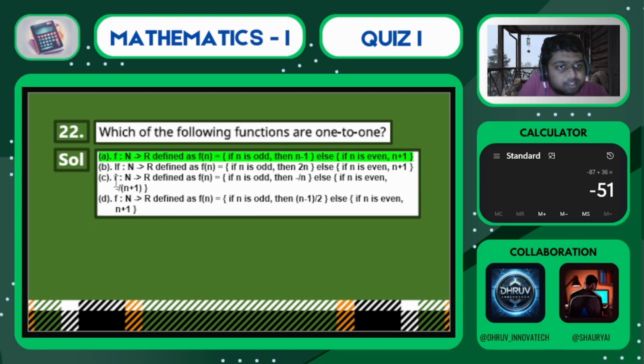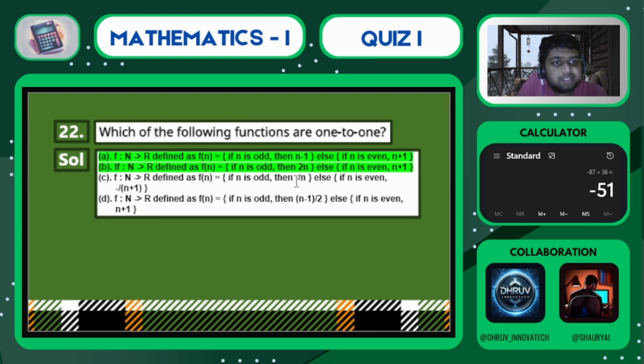Now, the second one. If n is odd, then 2n. If n is even, this is also a solution because you can see for every odd there is an even output, whereas for even there is an odd output. This won't be the same. You have to make sure to take some examples before you do it. In this case, it's directly observed. That's why I have directly done it. But in your case, there are chances. Like the next options: if n is odd, then root n, and if n is even, then root n plus 1.